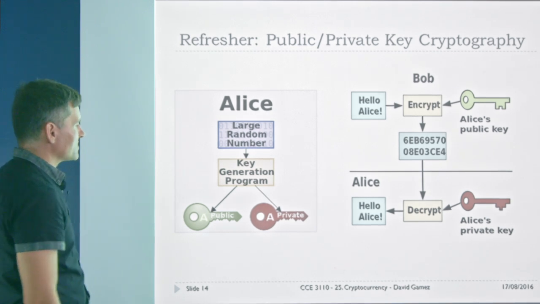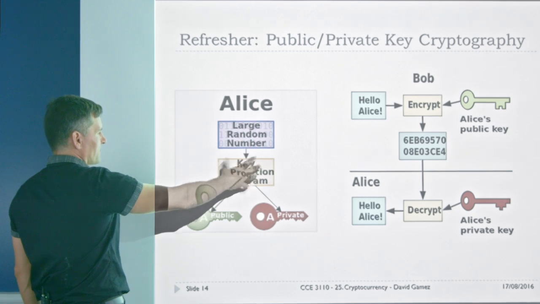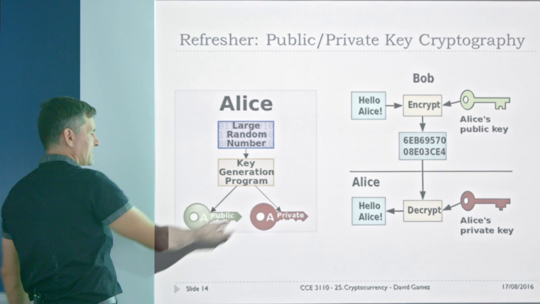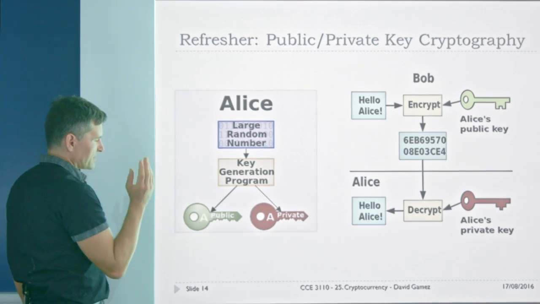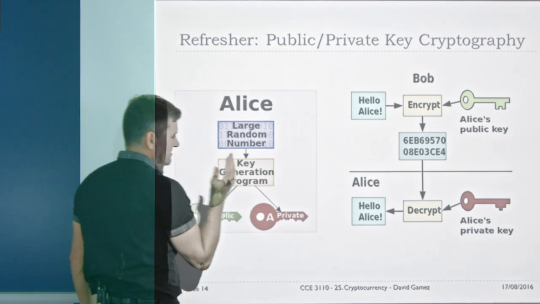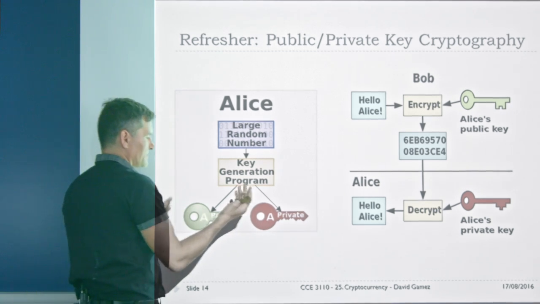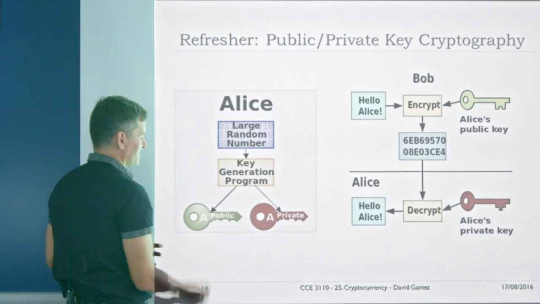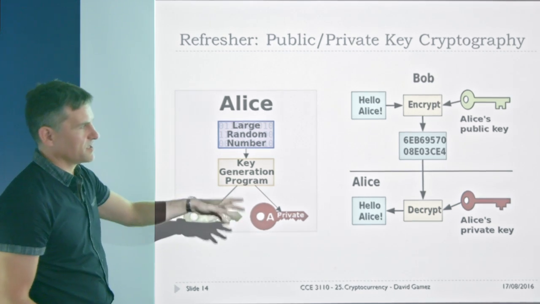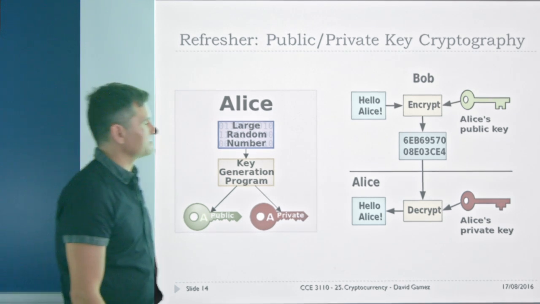Okay, so public-private key cryptography. Alice has a large random number, or a key generation program finds a large random number, and generates two keys, a public key and a private key. Anything that's encrypted with a public key can only be decrypted with a private key, and the other way around: anything encrypted with a private key can only be decrypted with the public key. The keys are related, but you can't get one key from the other. If you know the public key, you can't find the private key, and vice versa. So encrypt with one, decrypt with the other, but you can't decrypt with the same key you encrypted with.